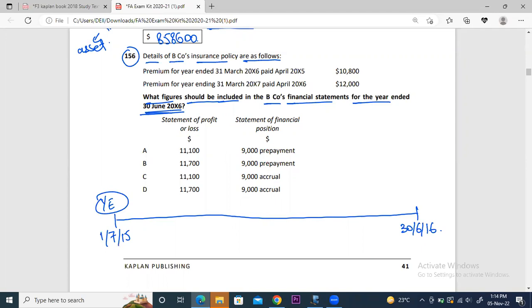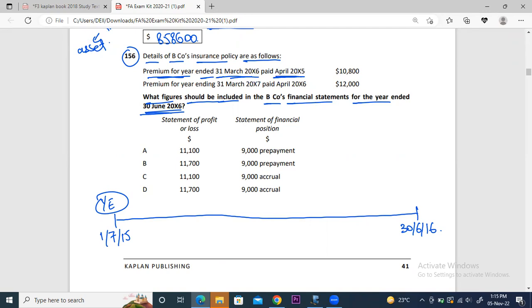But the problem is that it made two payments to its insurance company. Those are basically overlapping each other, right? One is coming in the middle and one is exceeding the year end. That is the problem. But if you remember point 3, we only have to record the expense or the income, in this case it's expense, to the period which it relates to. That's it.